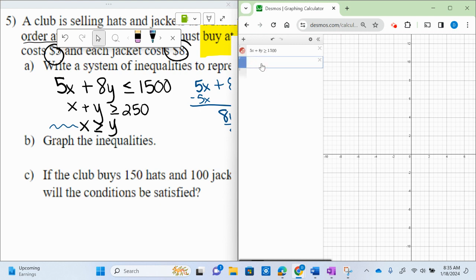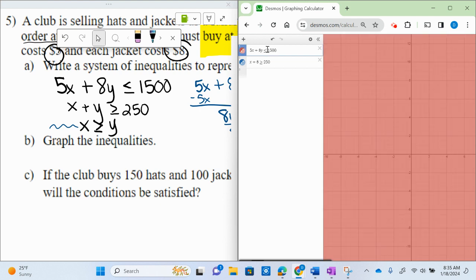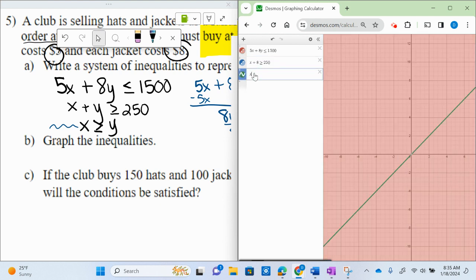My second inequality, x plus y, has to be greater than or equal to 250. And then this one is less than, sorry. Is that what someone said? I heard someone say something. You got to talk loud to me. I'm sorry. And then x is greater than or equal to y.